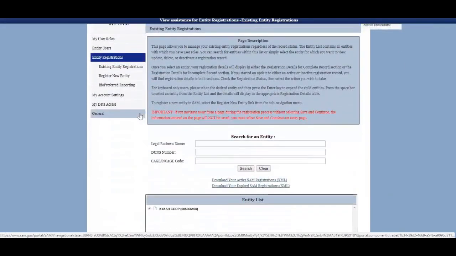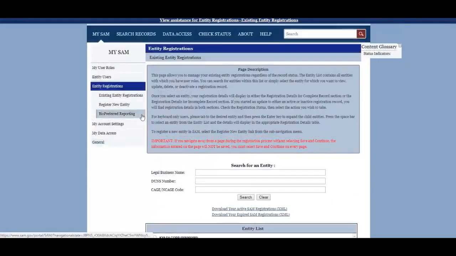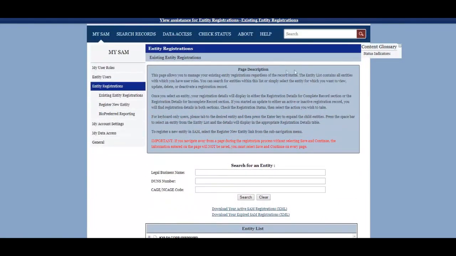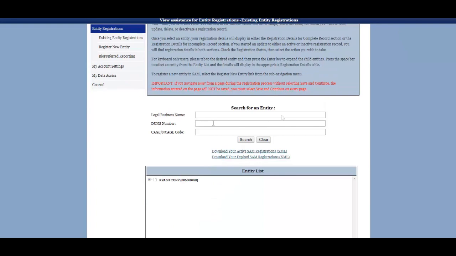And as you can see, you have a page description. You can search for an entity using the legal business name by filling that in, or a DUNS number if you know it, and a CAGE code. I will have to explain the CAGE code again. Please bear with me, I'm just trying to get through this. The CAGE code is what's called a Commercial and Government Entity code validation.